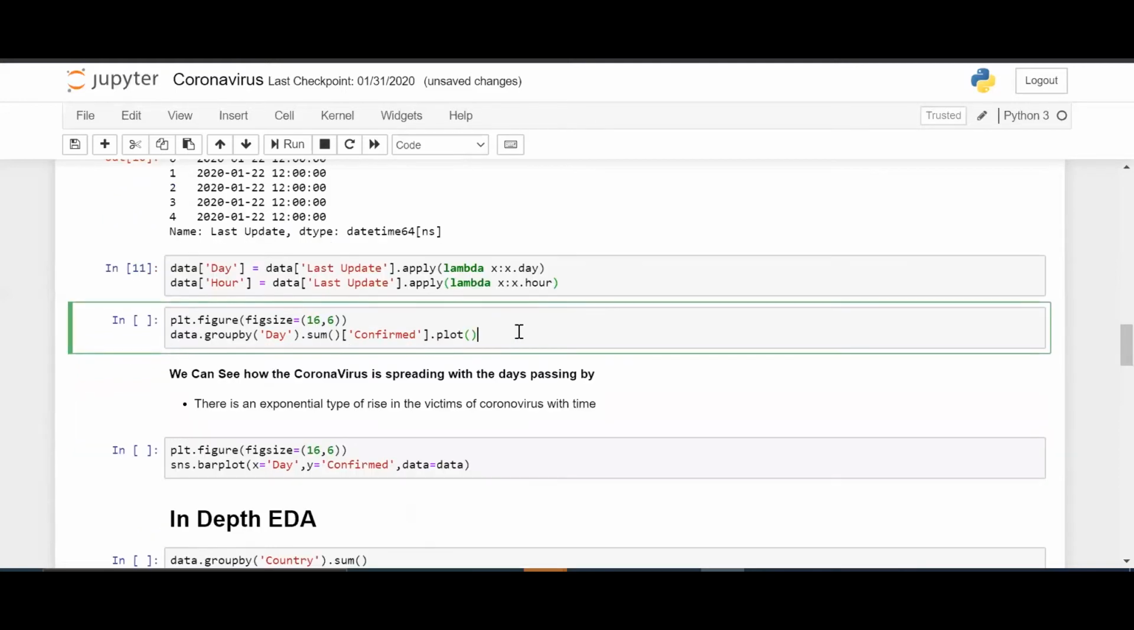Now that we are done with transforming the day and hours into respective columns in the dataset, we are now going to plot the variation of the confirmed cases with respect to the day on a global basis.